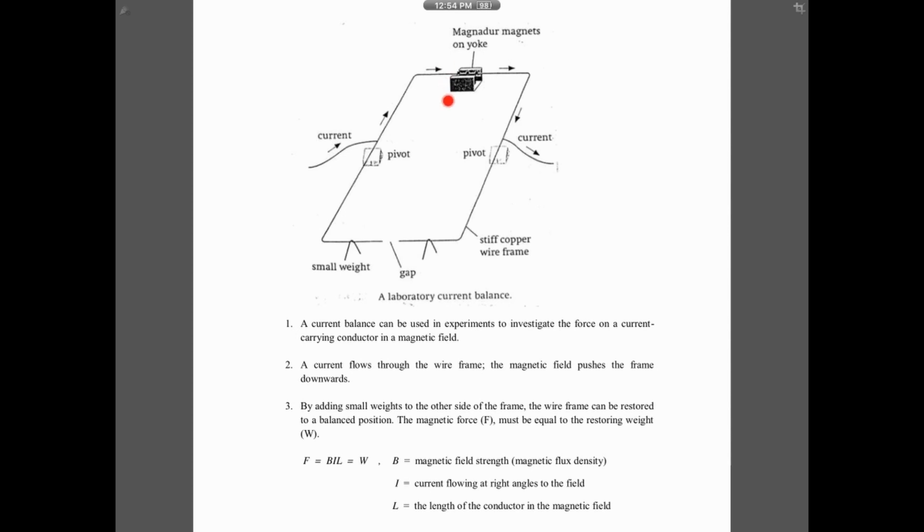So when the force is downwards, you will notice that because it is resting on these two pivots, it's like a seesaw, it can actually start to tilt on either side. So if the force on the wire is downwards, it will cause it to tilt downwards. So we quickly hang small weights here until it balances.